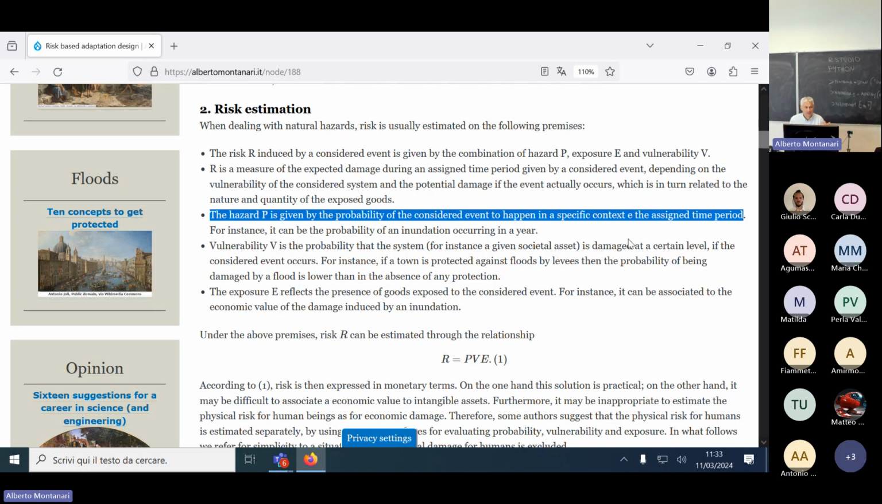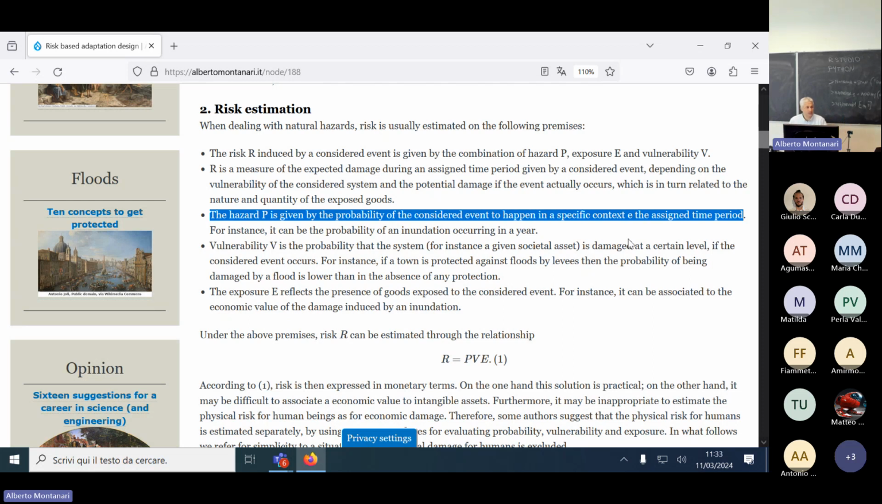Let's assimilate probability to frequency. Frequency is estimated as the number of events divided by the period. So if in 10 years I have 1 flood, the probability each year to get a flood is 1/10, because it's the frequency in each year of the flood.